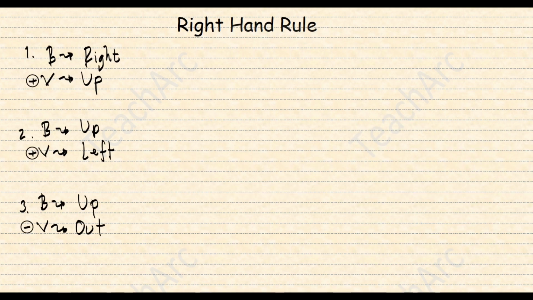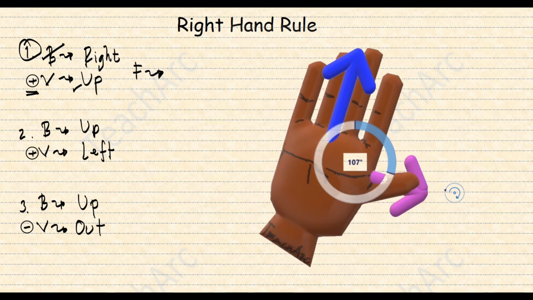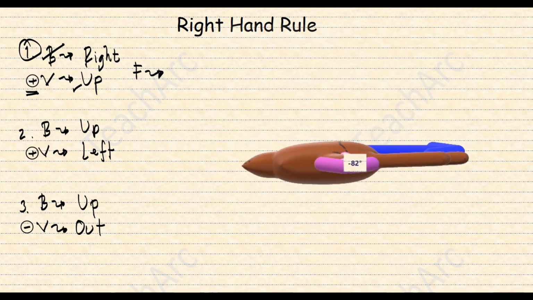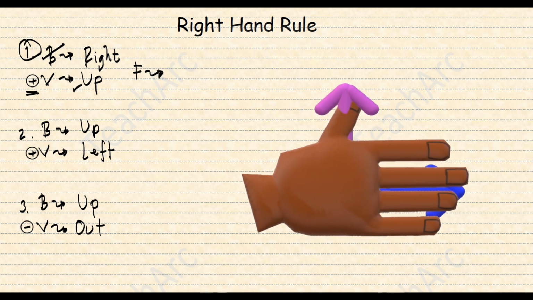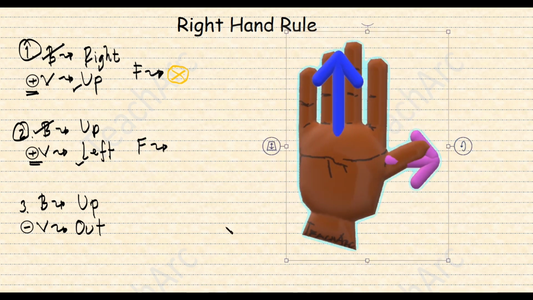Let's do some practice. Let's say we have a magnetic field to the right and a positively charged particle moving upward. Position your four fingers to the right and your thumb upward. You will notice that your palm is facing into the screen or into the board. That is the direction of your magnetic force. For the second one, we have a magnetic field upwards and a positively charged particle moving to the left. The magnetic force will be into the screen as well.